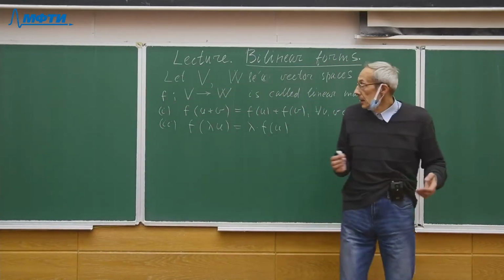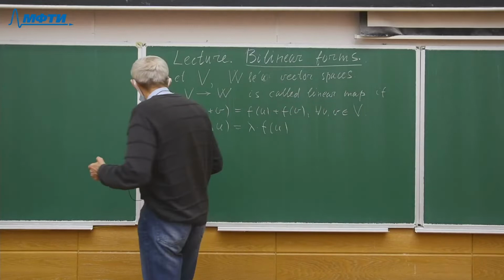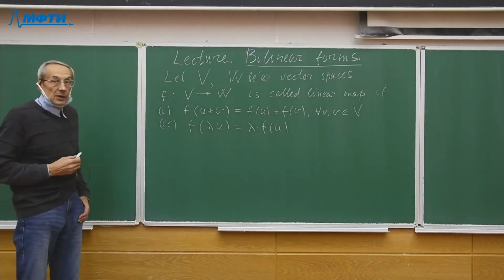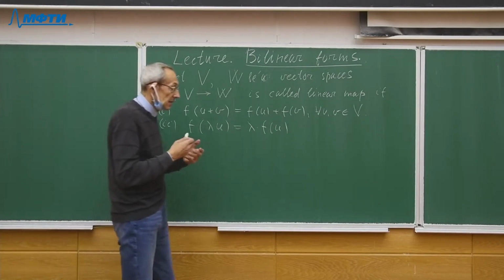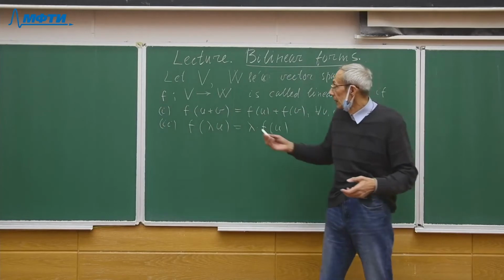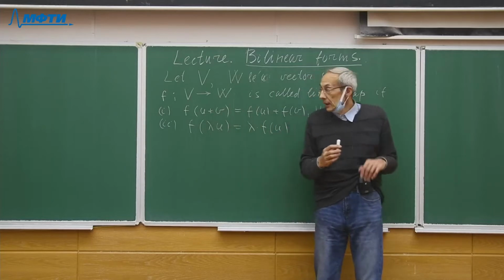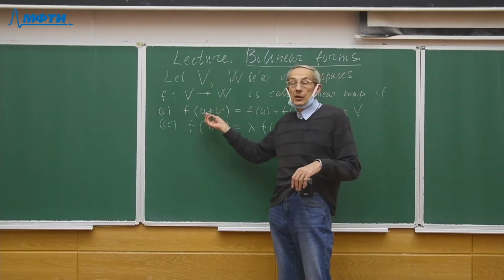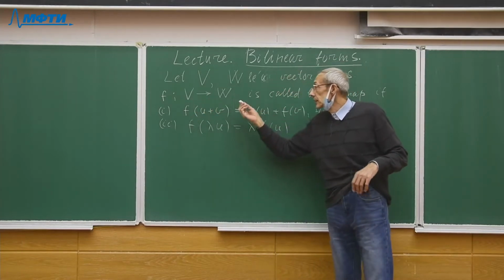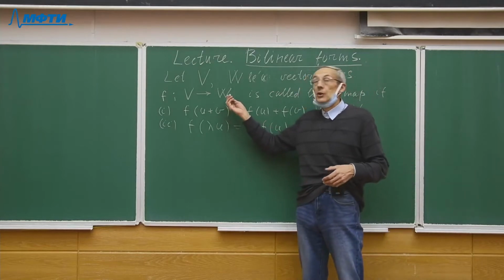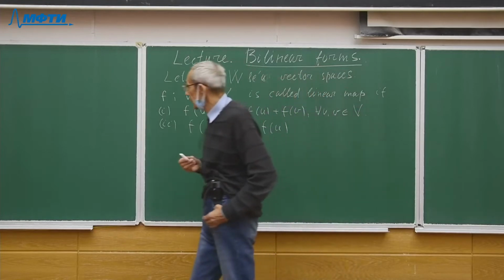In other words, if we apply our map to the vectors of the initial vector space V, this map acts with respect to the algebraic operations defined on the initial vector space, and transforms these algebraic operations to the same algebraic operations defined on the images, on the vector space W.